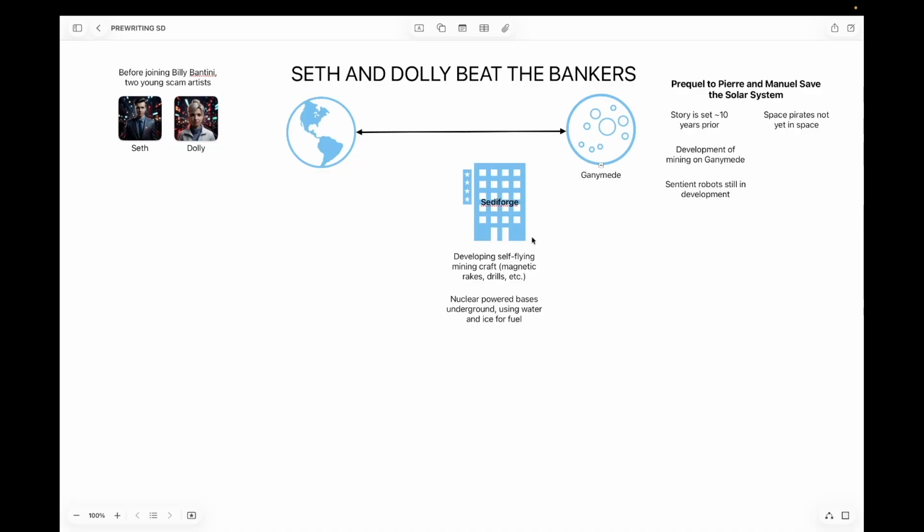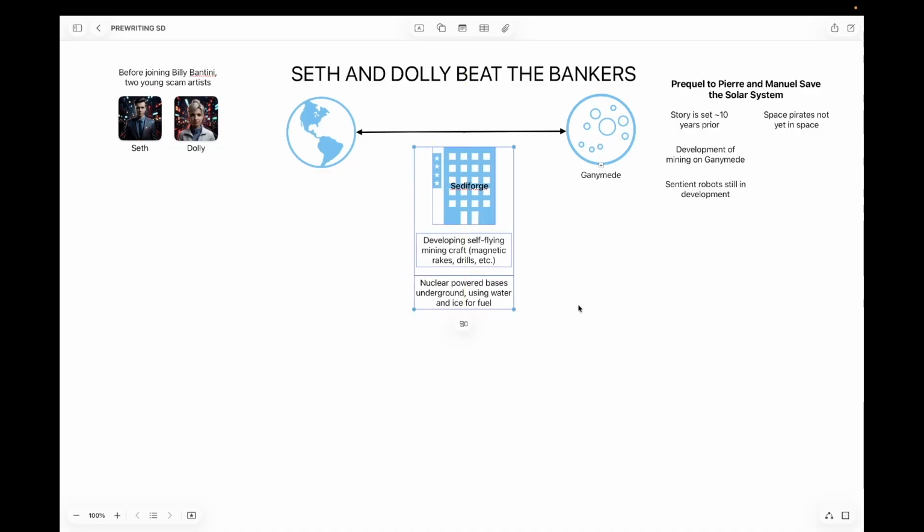And there are probably a lot of other companies involved in this trip, but let's say that Setaforge is the singular one for the sake of the story. We don't want to get too complicated. We'll keep Setaforge going on there. Now, who runs Setaforge? I don't know yet.